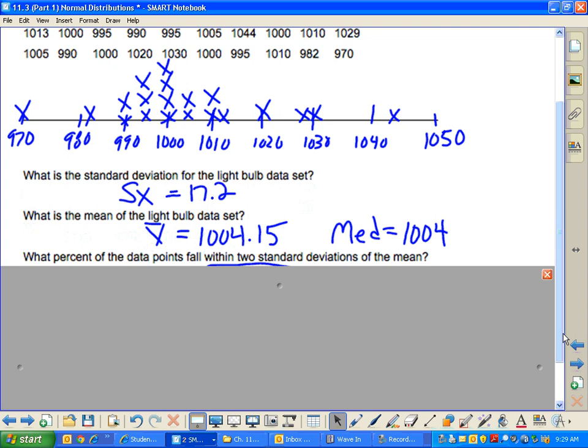All right. In the next question, we start to get into some words that we have to translate to some symbols. In other words, we have to write a formula after this. So here the question says, what percent of the data points fall within 2 standard deviations of the mean? Within 2 standard deviations of the mean. That's actually an important phrase.